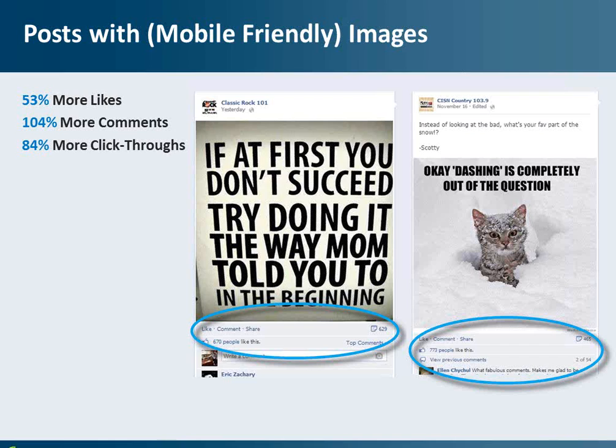Finally, the reason why mobile-friendly is up there in brackets is because 70% of Facebook users access the network via mobile. So it's really important to remember not to post images that are too small or too detailed to be properly viewed on a mobile device.